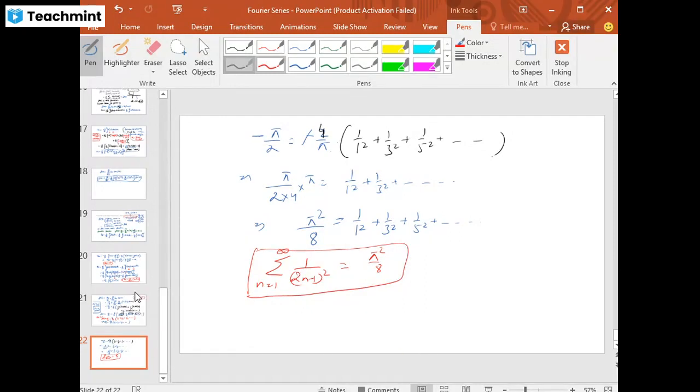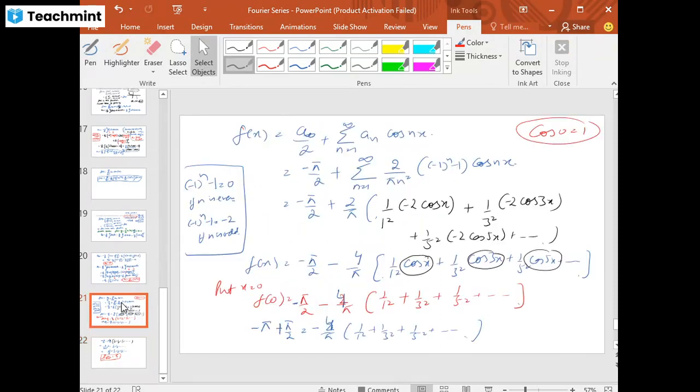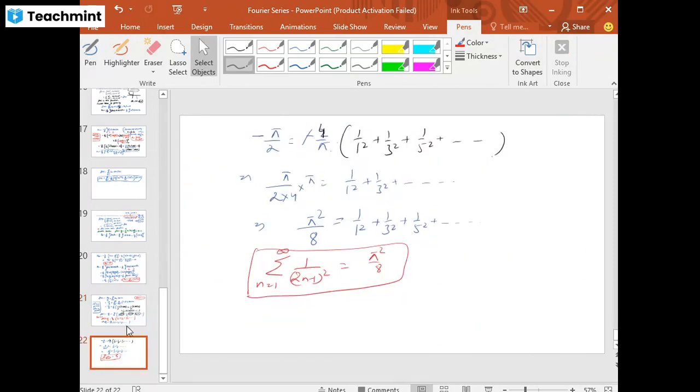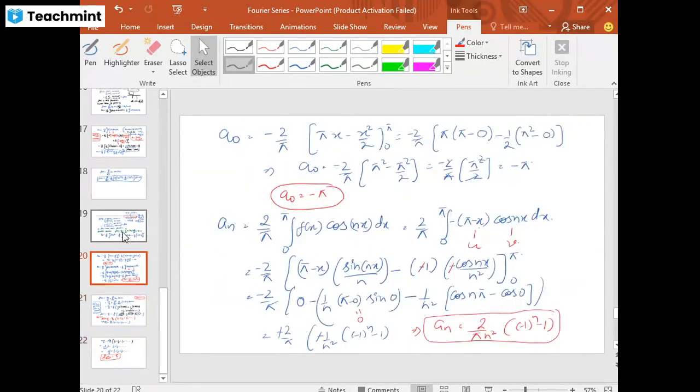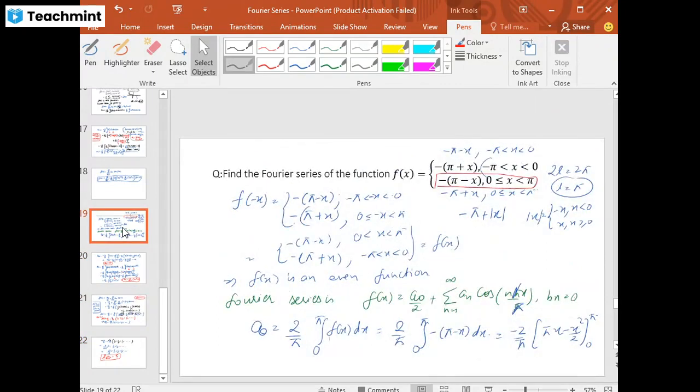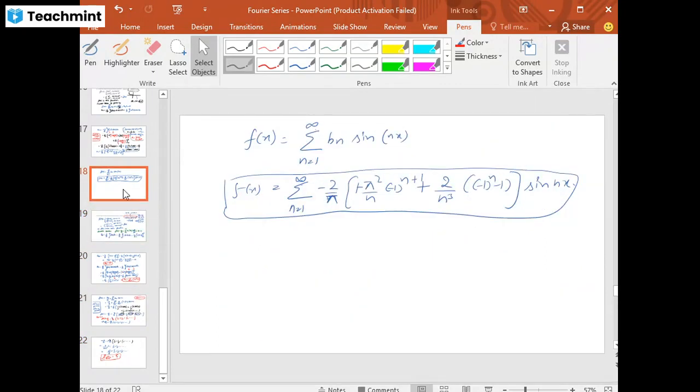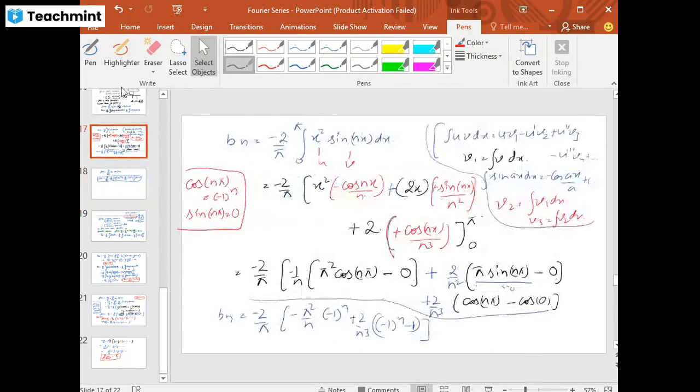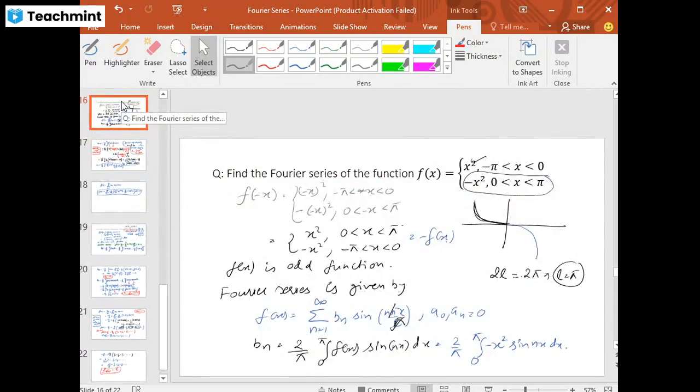So it means that with the help of the Fourier series, we can not only express our function in the form of sine and cosine series, we can also calculate the value of some infinite series with the help of this particular expression. Okay. So here we have taken some examples where we can express our function in the form of Fourier series.